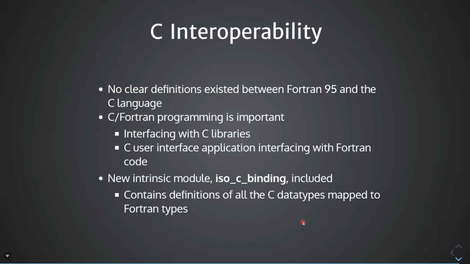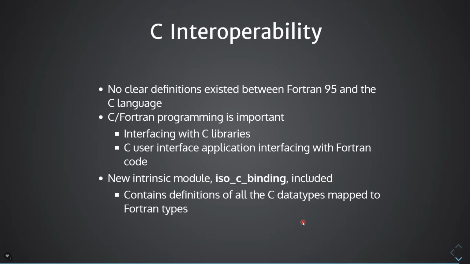Another very important feature that has been sought for a long time is being able to interoperate with C, and that wasn't possible until the newer extensions came out. Before, there were really no clear definitions of what data types could actually be used with C. If you were on an Intel platform, it was much easier because the real 8 corresponded with a double and so on, but that was not necessarily true on other platforms.